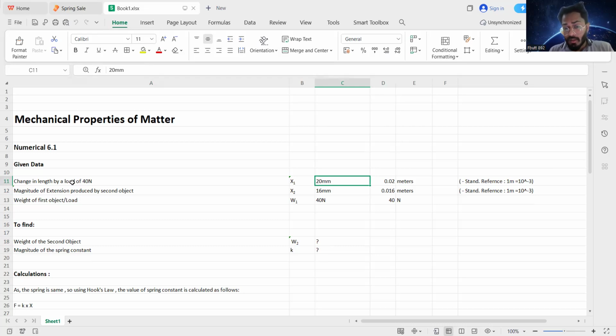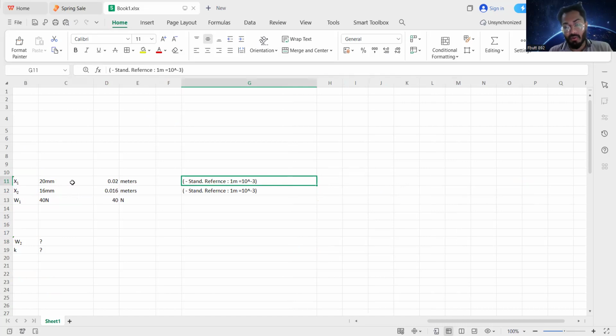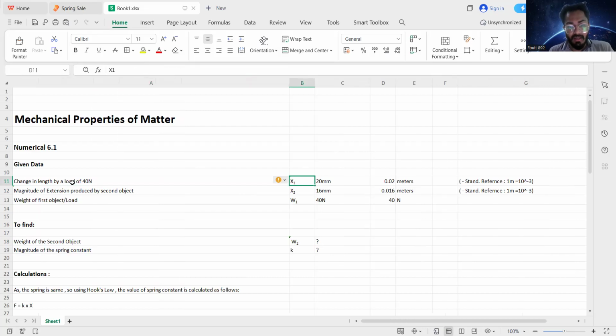So the magnitude is 20 millimeter, and in the SI system, the unit of length is not millimeter. In the SI system, the unit of length is meter. So to convert millimeter into meter, we have to replace the prefix milli, and the value is 1 milli is equal to 10 to the power minus 3. I have put on the right hand side of the Excel sheet the standard reference as well. By substituting the value of milli in 20 millimeter, the 20 millimeter is converted into meters, and its value is approximately 0.02.